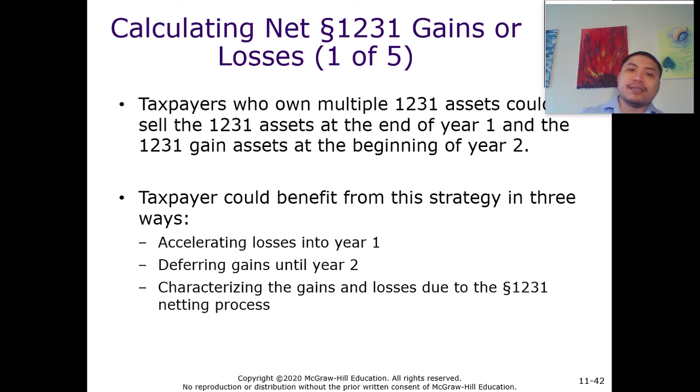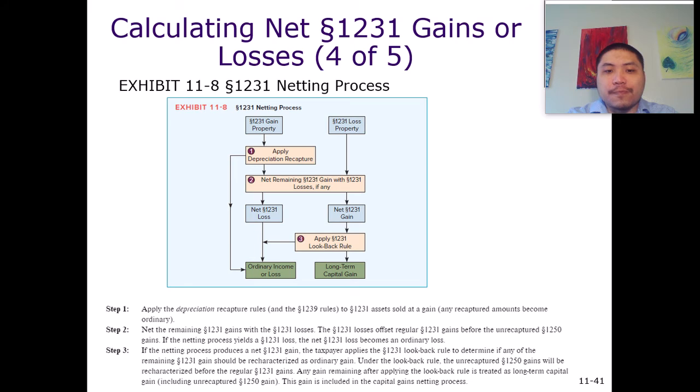So that is the strategy that taxpayers may want to engage in, and that is what the IRS or Congress wants to discourage, because they are going to lose tax revenue if taxpayers do such a thing, right? So they want to discourage people from doing that. That's why they came up with the Section 1231 look-back rule.